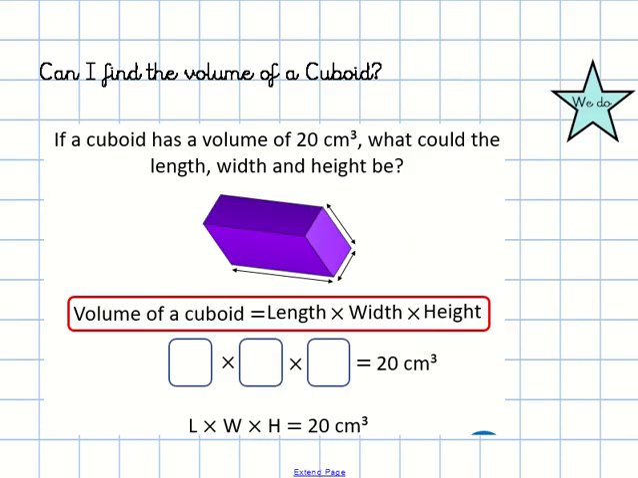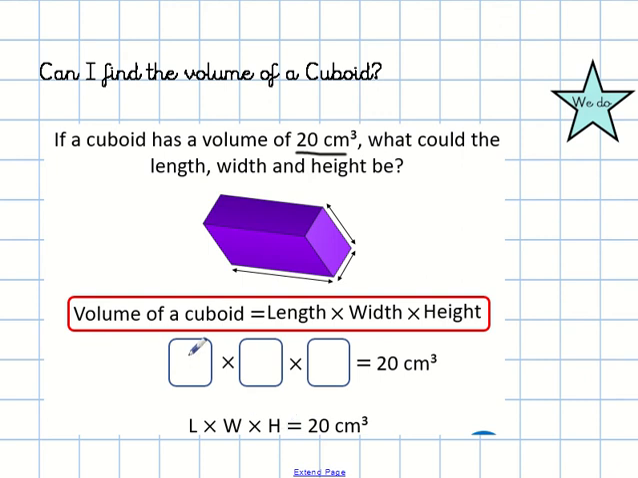Looking at this question then before you go, I have a cuboid, and this cuboid has the volume of 20 centimetre cubed. And what could that length or width or height be? So we need to try and fill in the blanks. Well, we know that all these three have to times together to make 20.